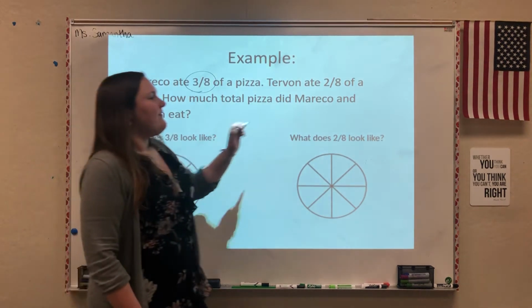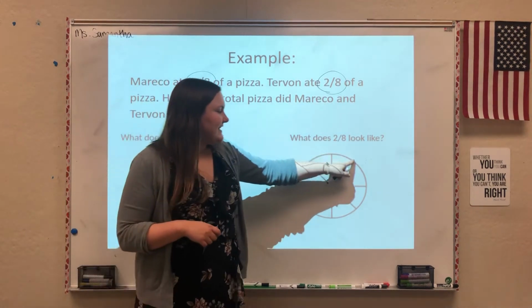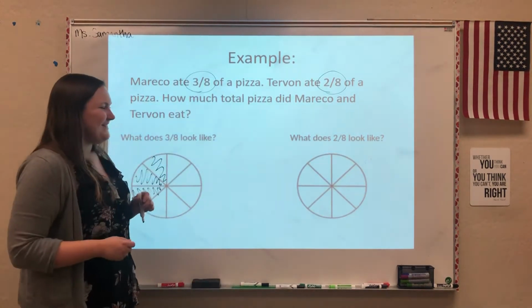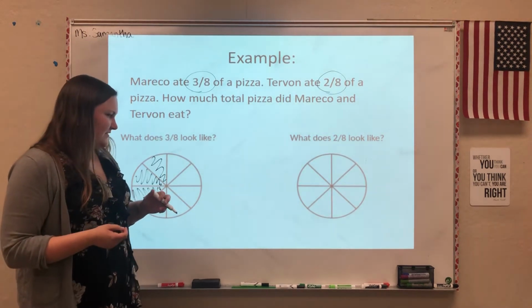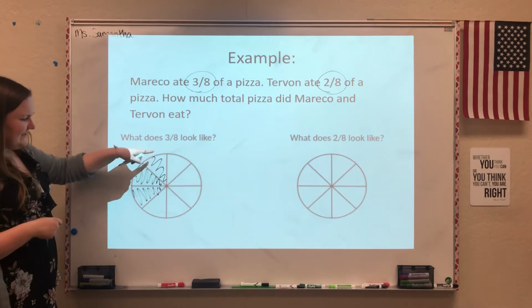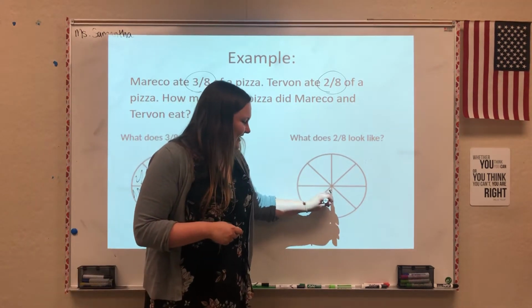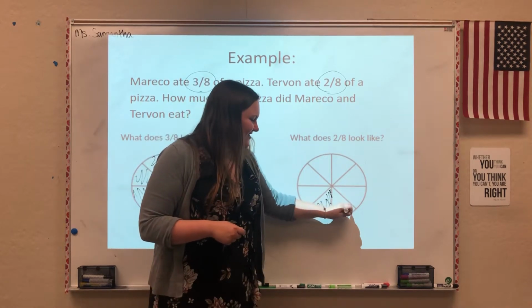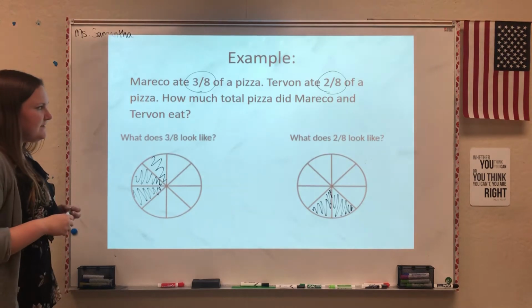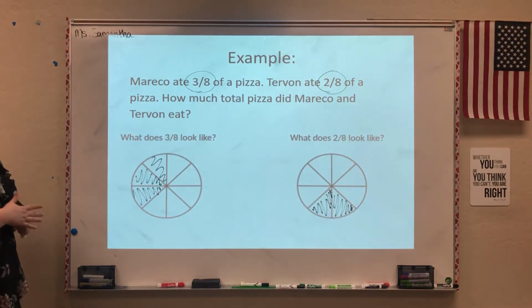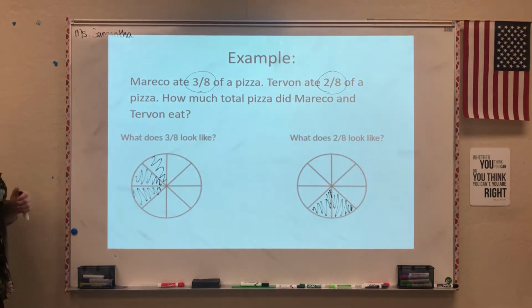Now it tells me Trayvon ate 2/8 of a pizza. Same idea. I've got that same shape pizza over there, still cut into 8 parts. He ate 2 of those 8 parts. So that means, just to keep it consistent, he ate these 3. So I'm going to start here and say he ate 1, 2, 8 of the pizza. He ate 2 out of those 8 parts. Now that we've got a picture, I'm going to have you go ahead and try answering the question, how much total pizza did Mariko and Trayvon eat?